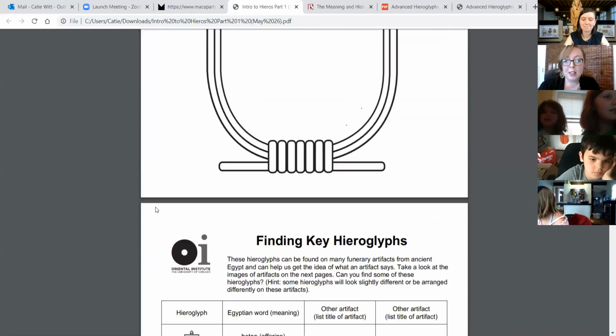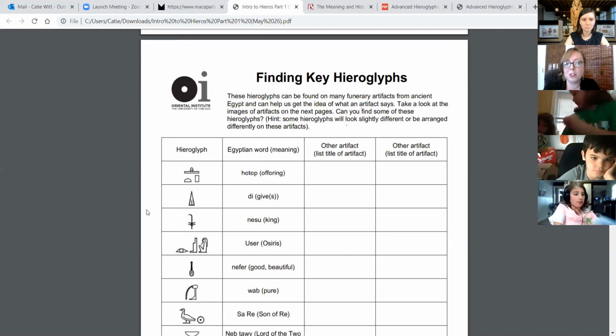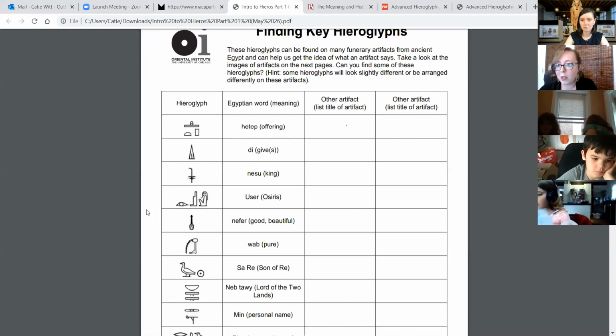But yeah, so we'll come back on Thursday and make sure you hold on to your hieroglyph alphabet sheets so that you can bring those back with you next time. And also this finding key for hieroglyphs if you want to do that activity as well. Hold on to those. We'll talk about them more on Thursday.